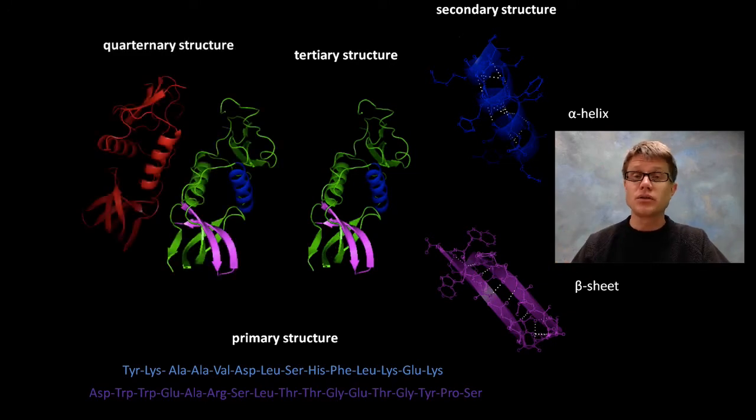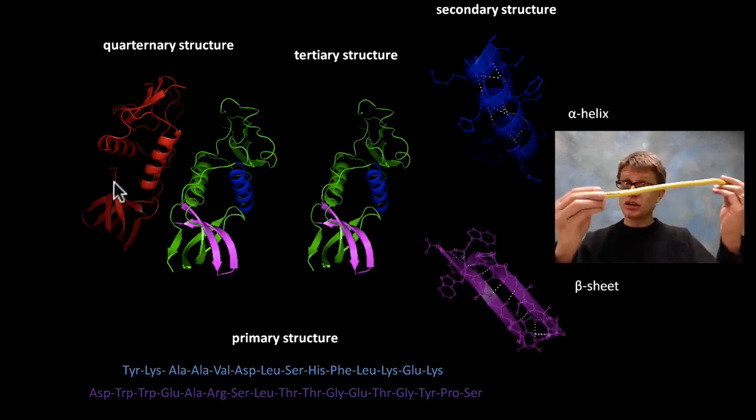And then finally we have quaternary structure. Maybe we have this one polypeptide together, or this protein together with another protein. So hemoglobin is an example of that, made of a number of different subunits. And so here's my little model.